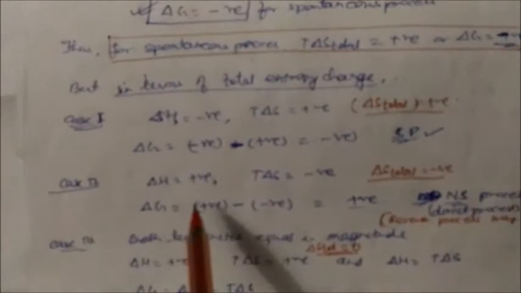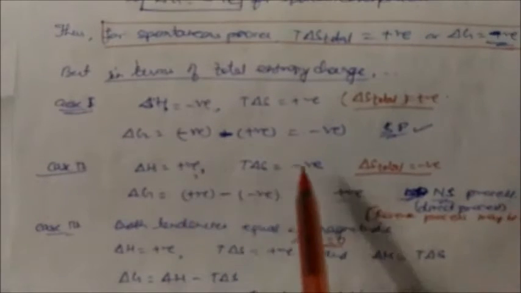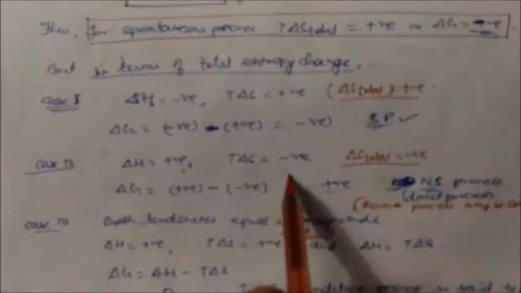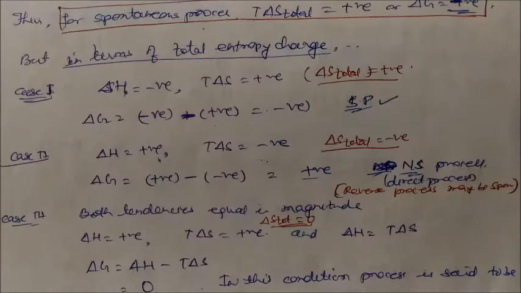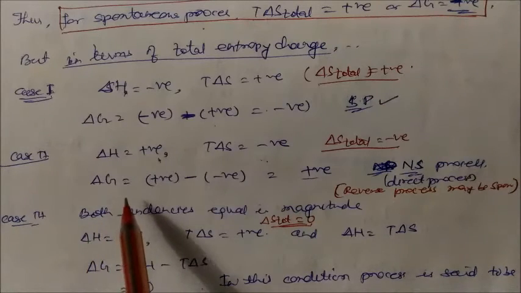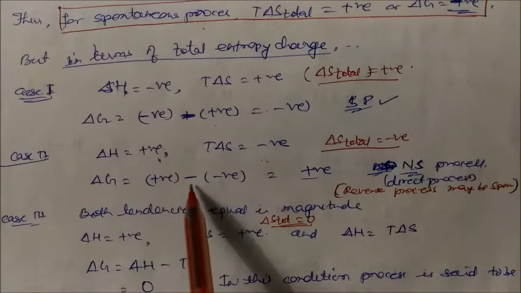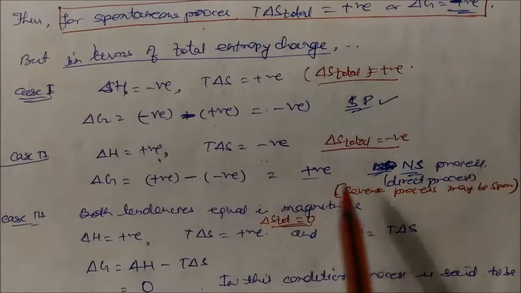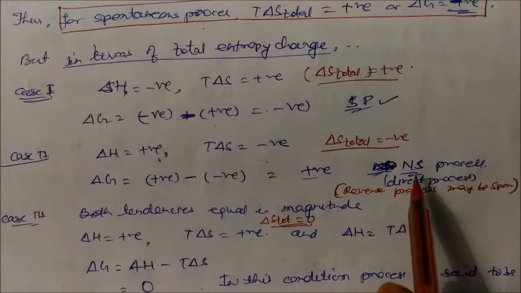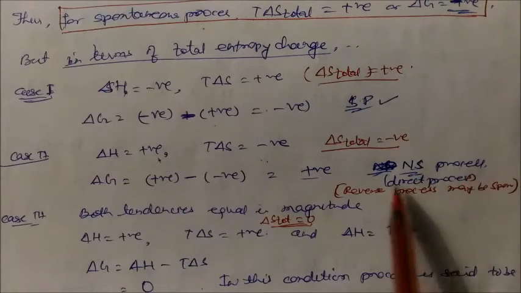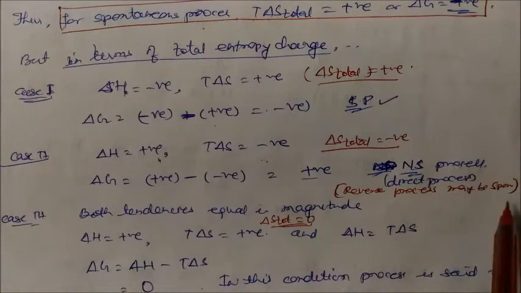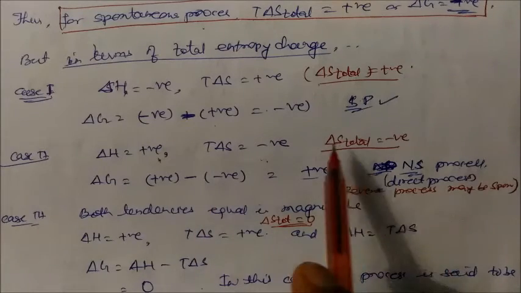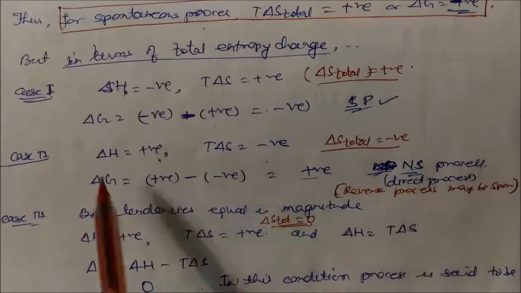Second case, if you are taking delta H positive and T delta S negative, then delta G will be positive minus this negative. So this is negative, this is positive, so you will get the overall positive. So this is a non-spontaneous process, or we can say direct process, and its reverse process may be spontaneous. In this case, delta S total is negative, then it is possible.